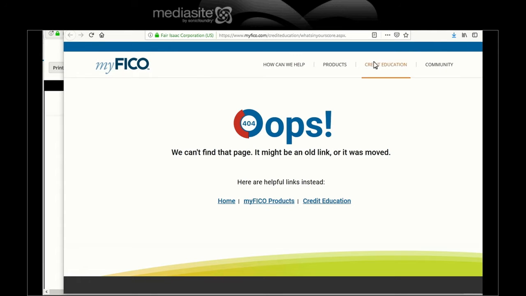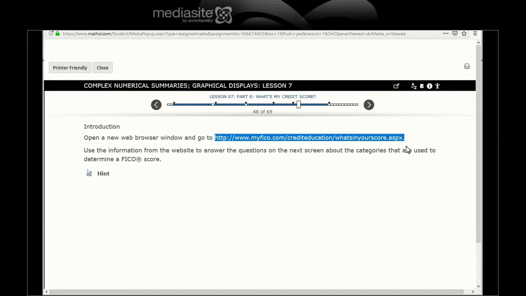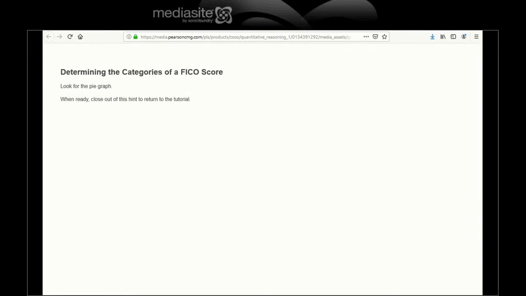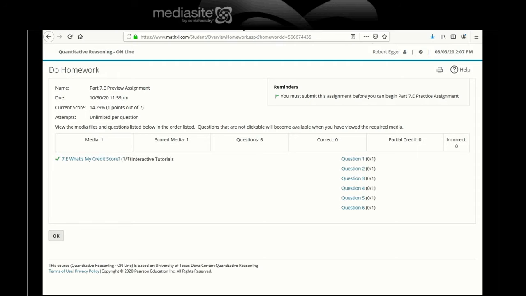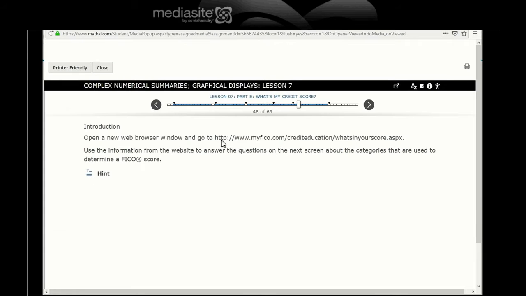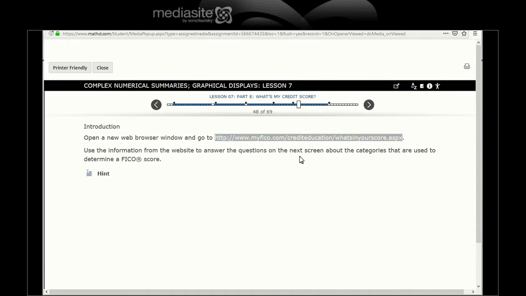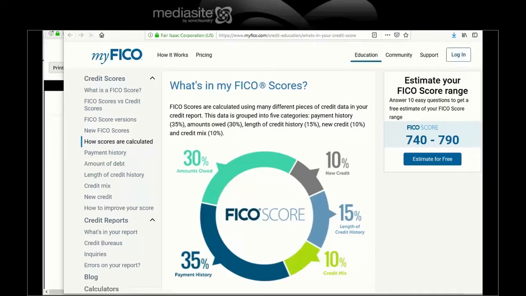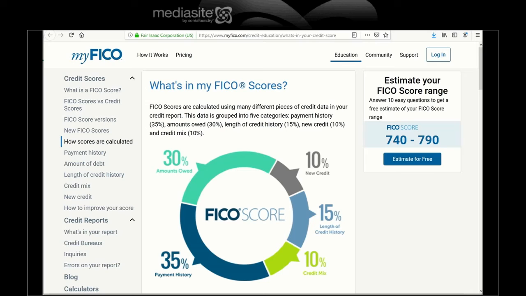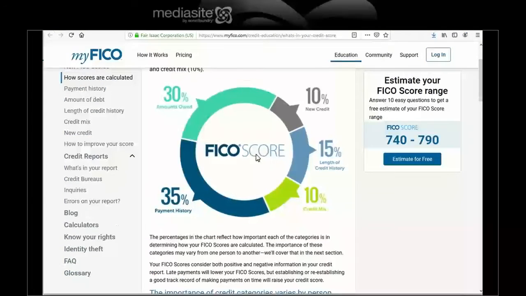Oops. That's because we had that period. Nuts. So let's redo it without the final period. Right click, open link in new window, and voila, here we are. The website shows what makes up your FICO score.